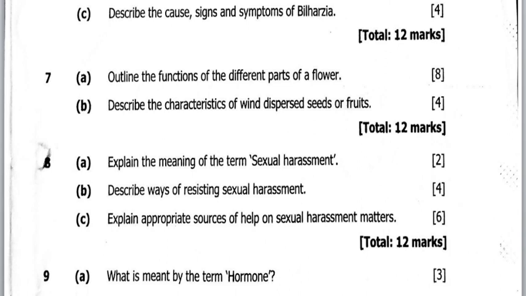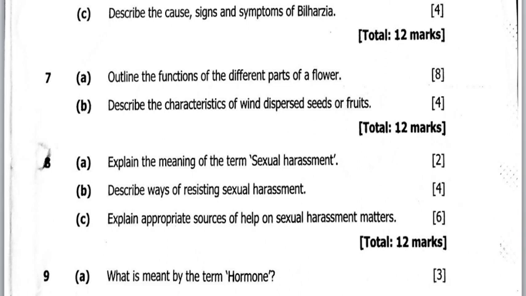Part B. Describe the characteristics of wind dispersed seeds or fruits. The characteristics of wind dispersed seeds or fruits are that they are supposed to be small, light, and have wing-like structures. Those will help them float such that landing will be delayed. An example of a seed that is wind dispersed is a sycamore seed.